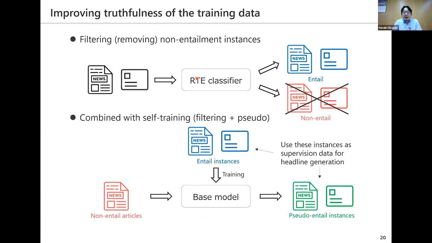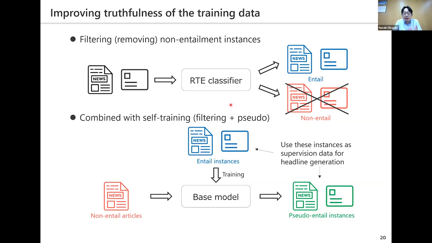So the idea explored in the study is very simple. We build an entailment classifier to judge whether a source article covers all information in the headline. If the classifier predicts positive for a pair of an article and its headline, the source article contains sufficient information to generate the headline. If it predicts negative, then the source article lacks some information to generate the headline.